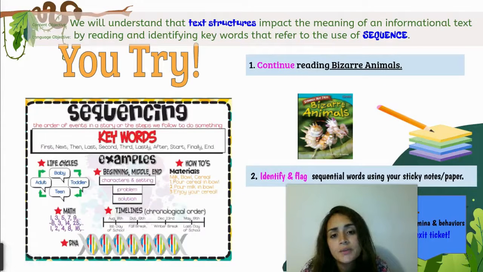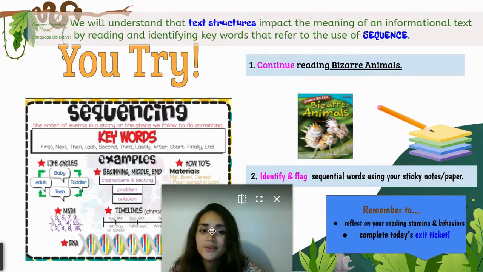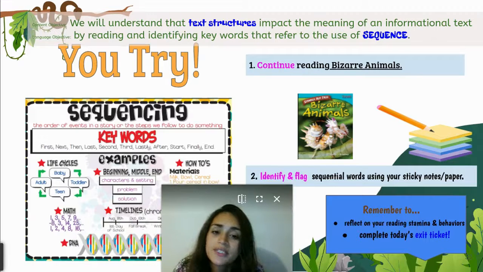Continue reading Bizarre Animals. Identify and flag any sequential words using your sticky notes or papers. And remember to reflect on your reading stamina and behaviors and complete today's exit ticket. You may use this chart to help you.